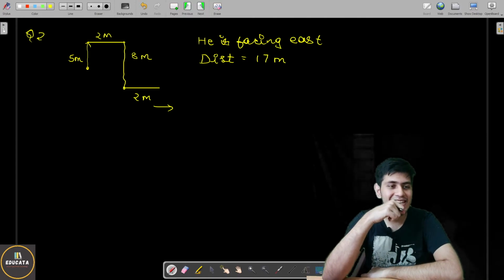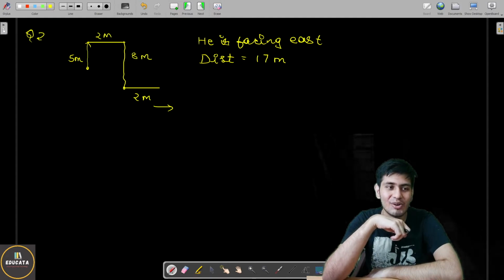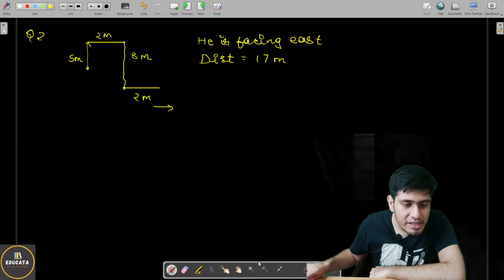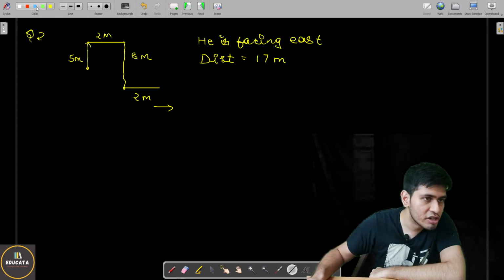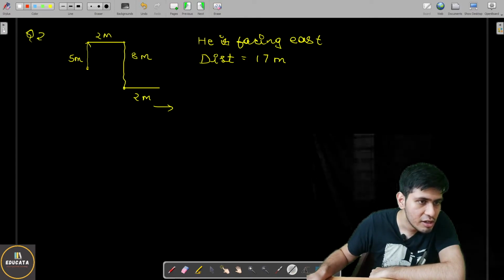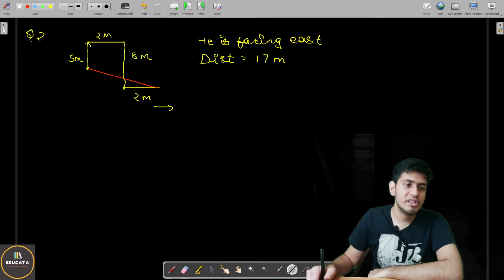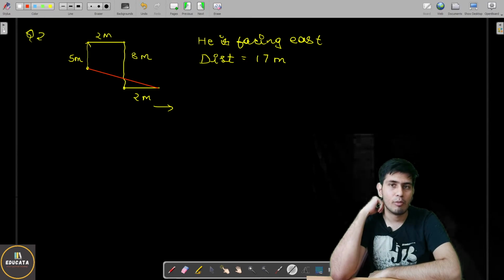But here also, how can we find out the displacement? That's the question. Now here, the shortest path, let me mark it with a different color. Here the shortest path is this particular line. This is the shortest path covered by the body. But how can we calculate it?